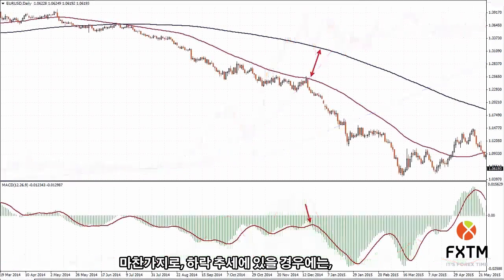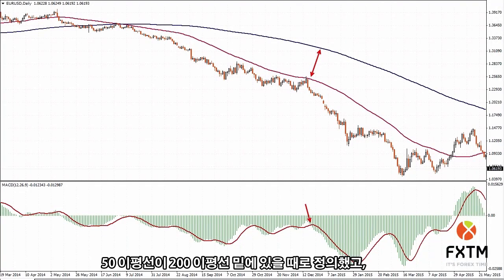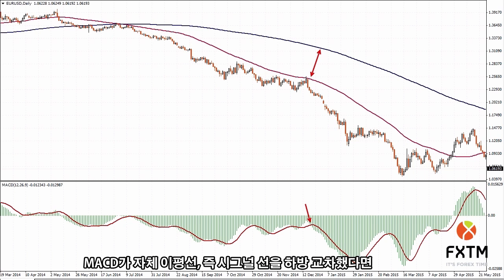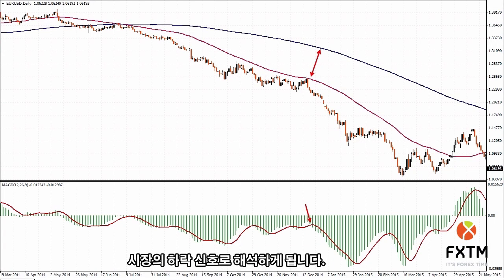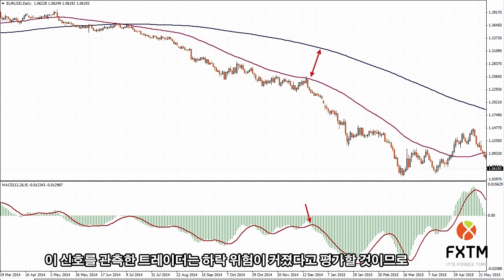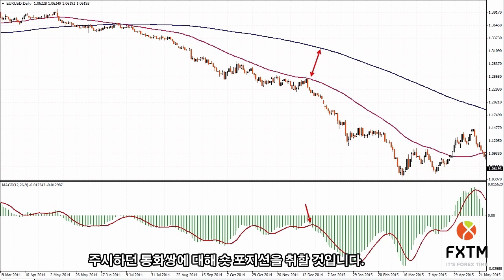In the same way, if we were in a bearish trend, so whether we had defined that with our two moving averages again, with the 50-period simple moving average being below the 200-period moving average, and then the MACD crossed below its own moving average or its signal line, we would look at that as a bearish signal for the market. A trader who observed that may evaluate adding risk to the downside, so they would be opening a short position on the pair that they're monitoring.